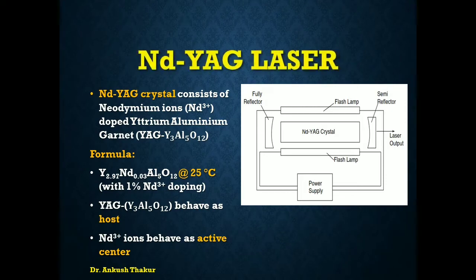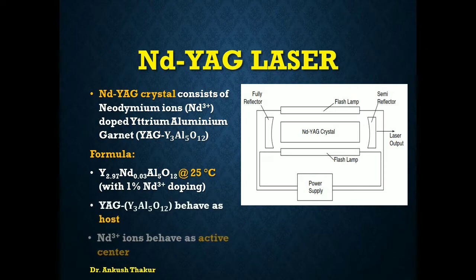In the Nd-YAG laser, the most important component is the Nd-YAG crystal, which is formed with the help of neodymium-doped yttrium aluminum garnet. You can see the formula of 1% doping of neodymium in yttrium at 25 degrees centigrade, where YAG is behaving as a host and Nd3+ is behaving as an active center.